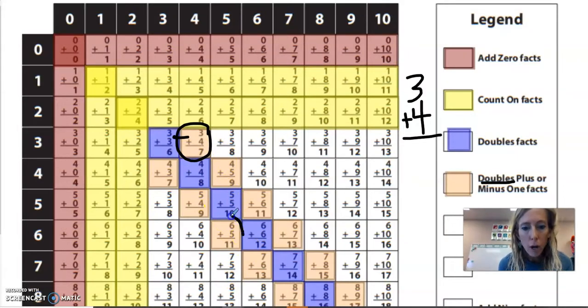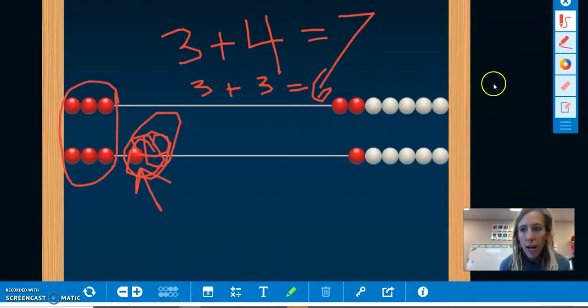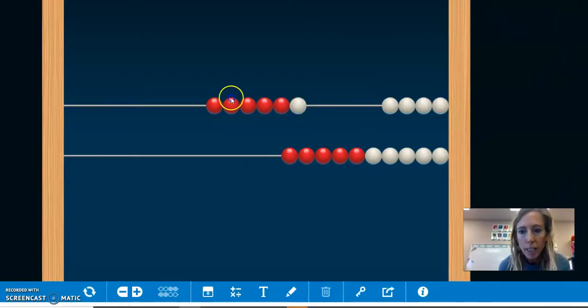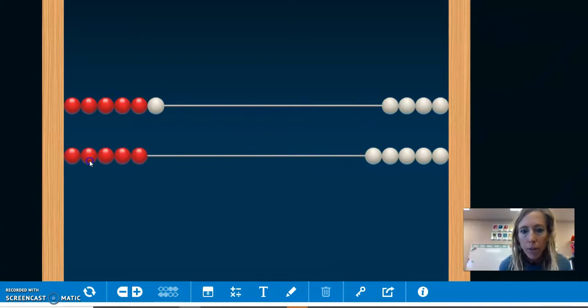Let's check out one more. How about this one? 6 plus 5. So I can either see that it's close to 5 and 5 or it's close to 6 and 6. Let's look at it on the number rack. So if I go ahead and erase my work and clear all, and I go 6 and bring over 5. Oh my gosh, 6 is so close to 5, right? So I could think of this one, if you want, as 5 and 5 and one more.